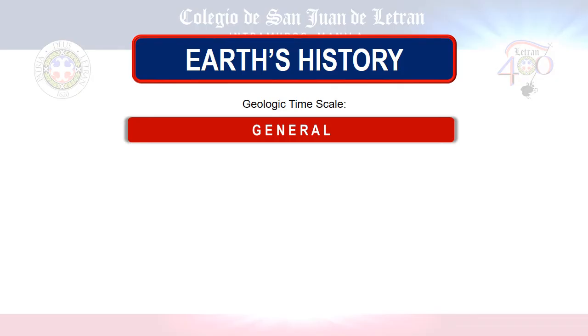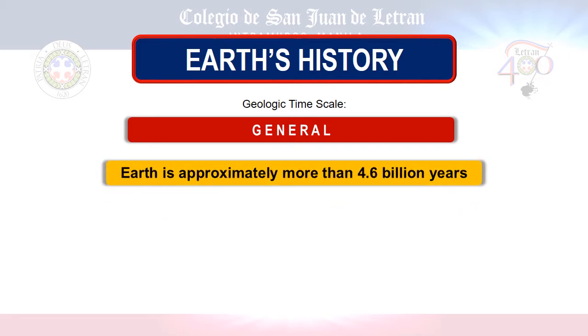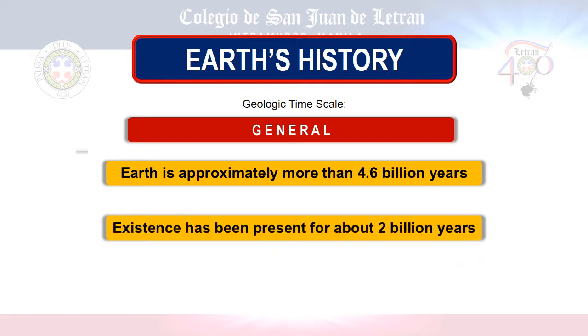So first, let's talk about Earth's history. In general geologic timescale, Earth is approximately more than 4.6 billion years, and existence has been present for about 2 billion years.